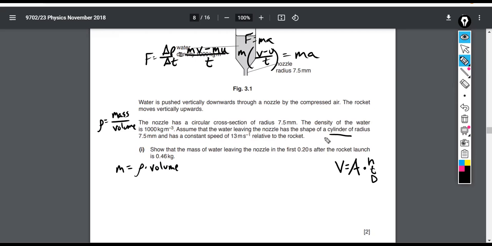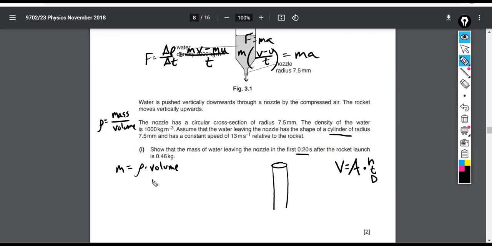Here, we've got the radius of our cylinder, and we know the water is traveling at 13 meters per second. Let something go 13 meters per second for 0.2 seconds, and how high will it be? You see how we have enough information to calculate this. There's a cylinder of water that's being ejected out of this nozzle here. And the area is going to be the area of a circle.